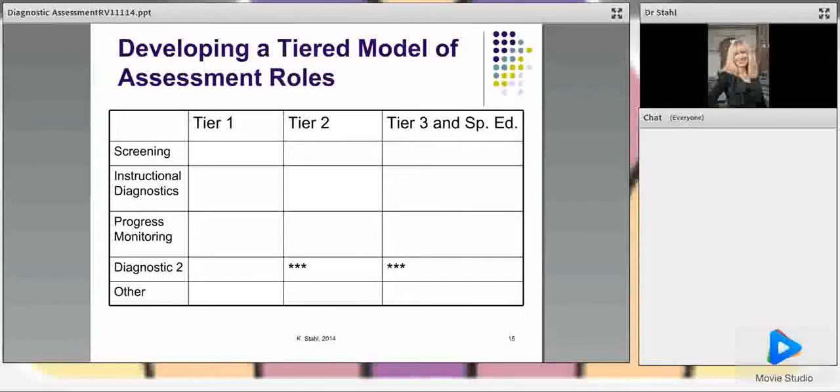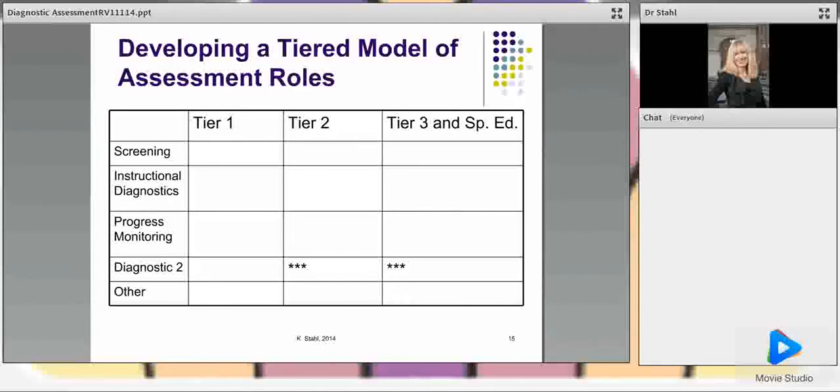Instructional diagnostics might be things like the Words Their Way test or the running records that a classroom teacher does to identify at a basic level the preliminary information she needs to instruct her students. Progress monitoring is typically going to be done mostly in Tier 2 and Tier 3, but there will be some progress monitoring done in Tier 1.